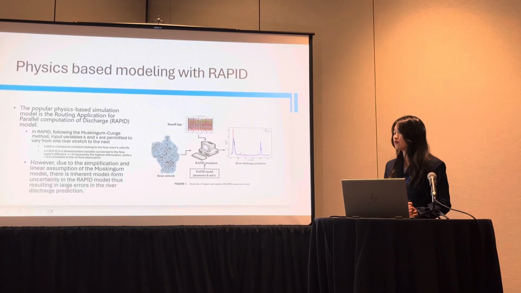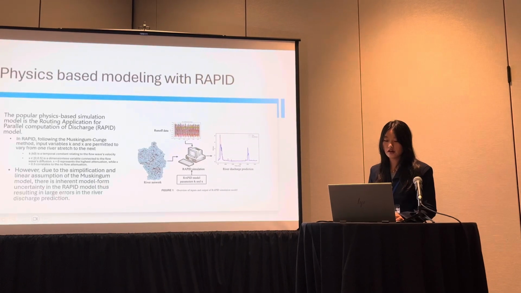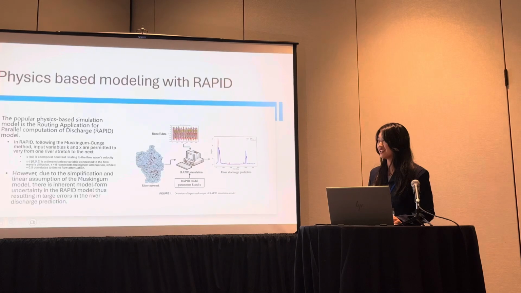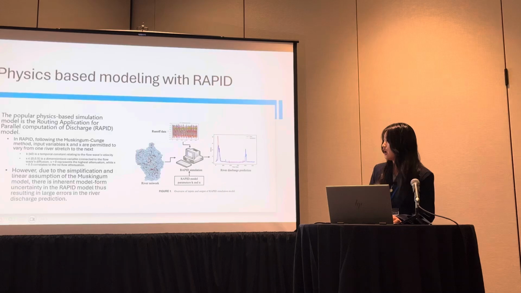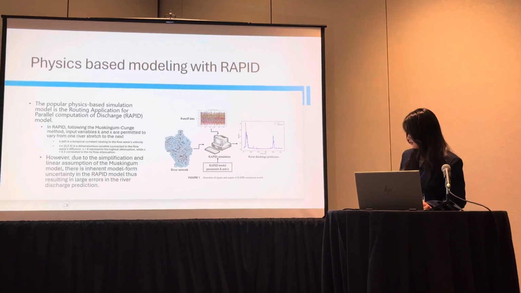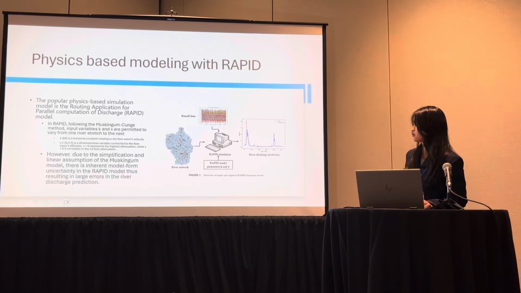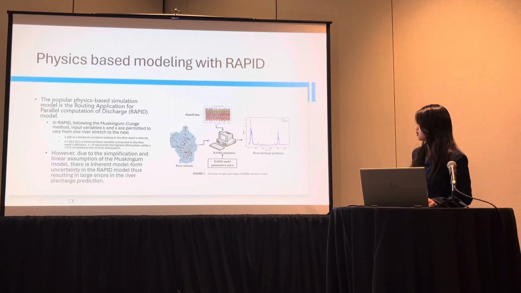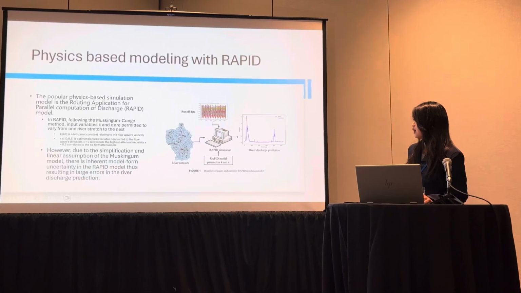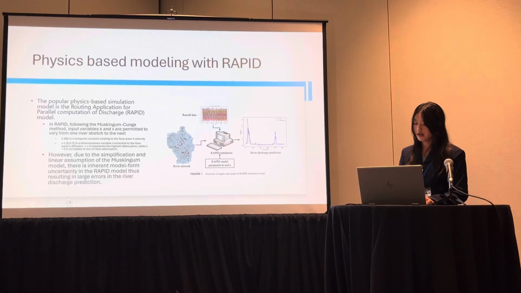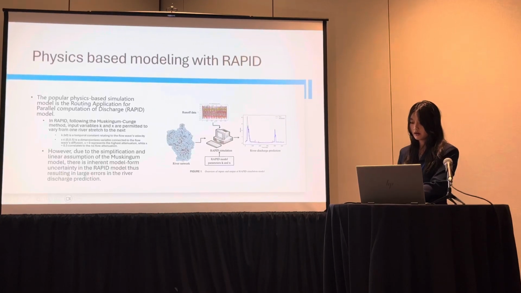So k is a temporal constant relating to the flow wave's velocity, and x is a dimensionless variable which is connected to the wave's diffusion. And as you can see, the RAPID simulation model takes in information from the river network and uses the runoff data to simulate the amount of discharge that the river has at a certain time, and it uses the parameters k and x. So this diagram shows basically the inputs and the outputs of the RAPID model.